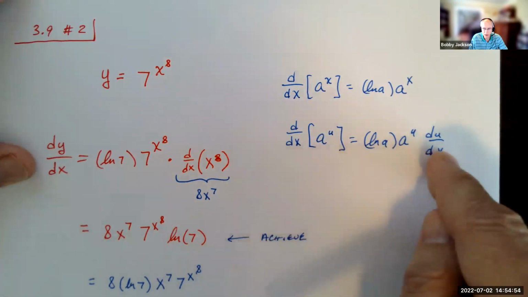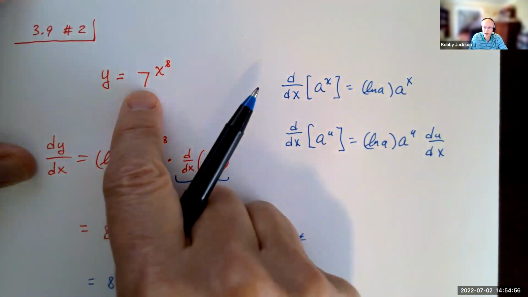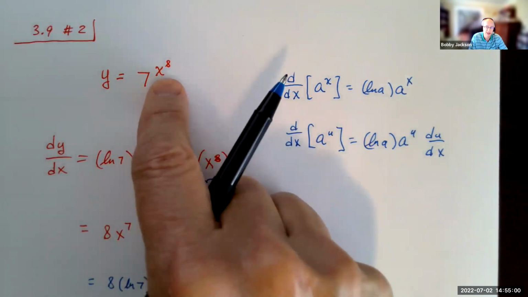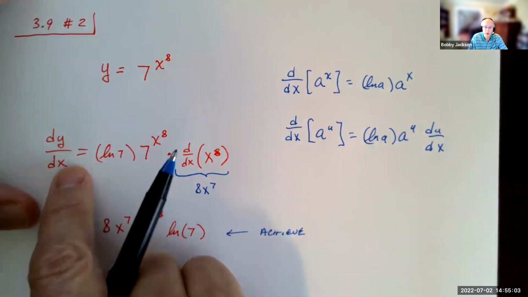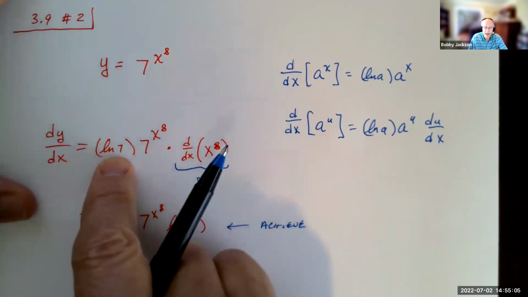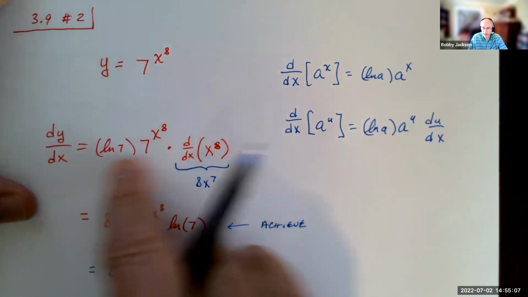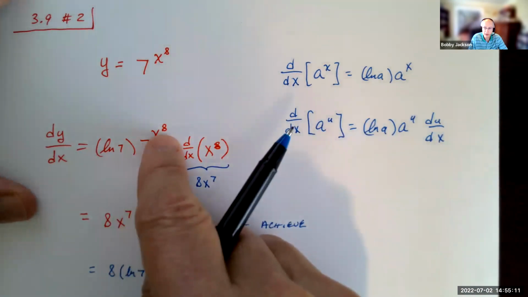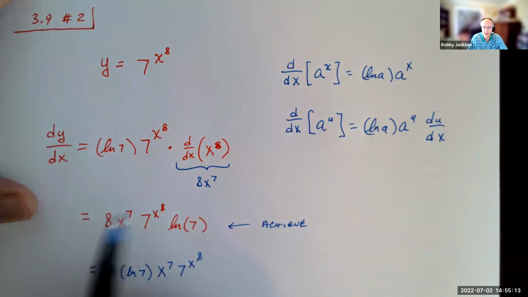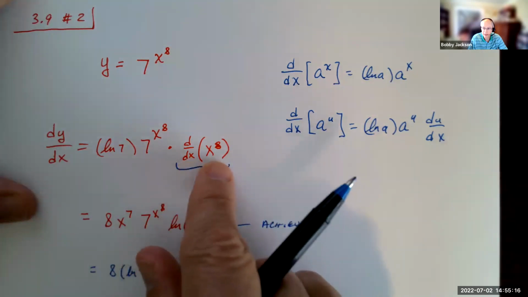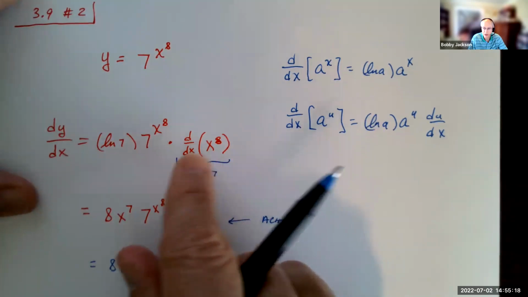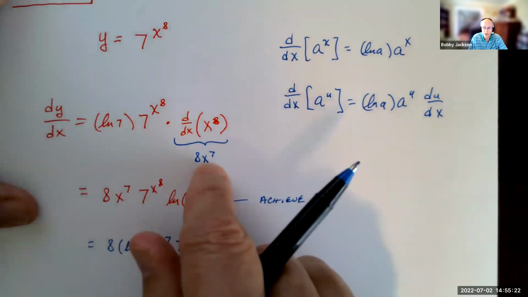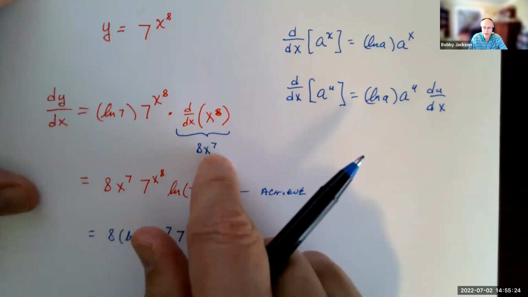And this is the one that we're going to be using in this particular case, because here I've got the a in this case is 7, and my u, my inner function, is x to the 8th power. So the derivative is the derivative of the outer function, natural log of 7. 7 is the base, right? And that's the natural log of the base, a, times 7 to the u, where u is x to the 8th, times the derivative with respect to x of u, which is x to the 8th. What's the derivative of x to the 8th? That's power rule. Bring the 8 down. Subtract 1 from the exponent, we get 8x to the 7th.